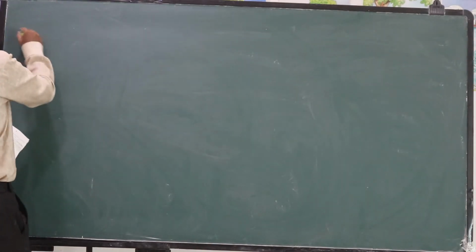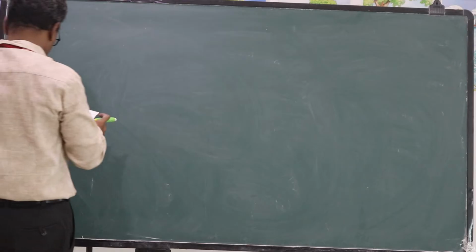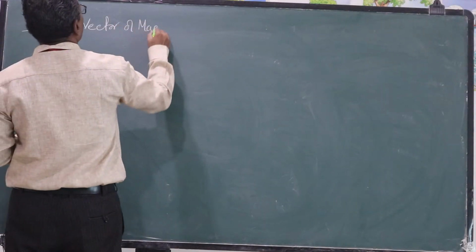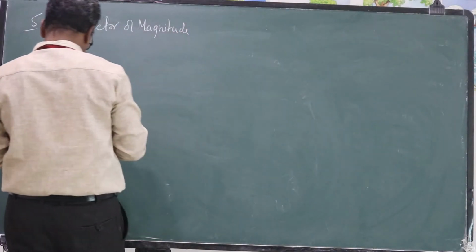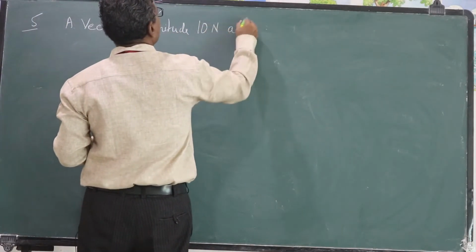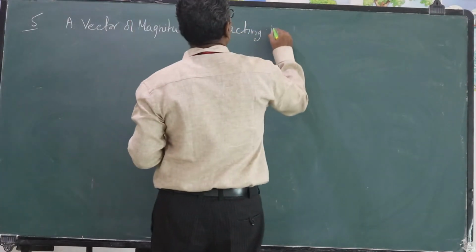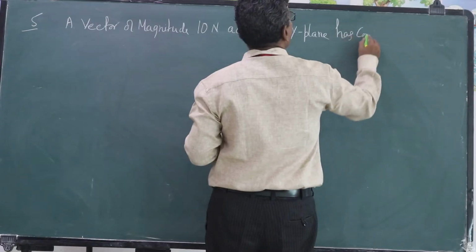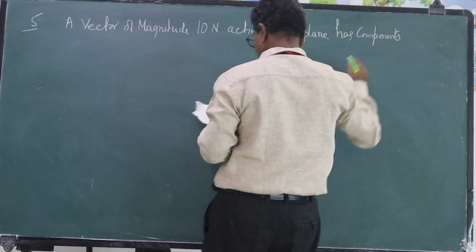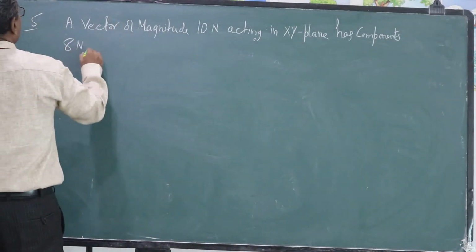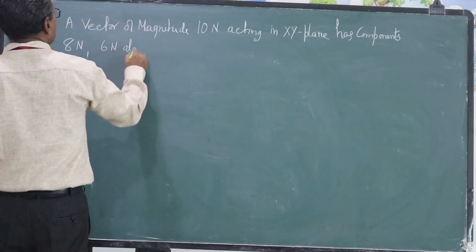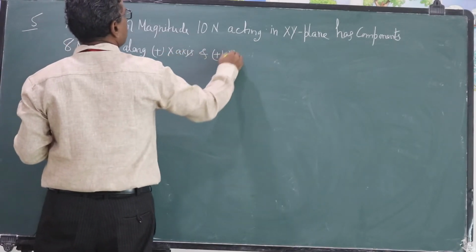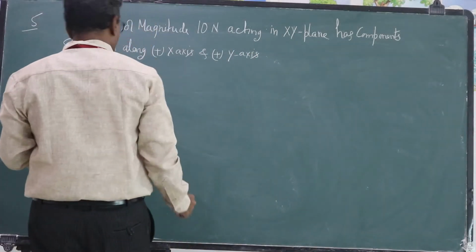Okay, fifth problem. A vector of magnitude 10 newtons, acting in the xy plane, has components 8 newtons and 6 newtons along the positive x-axis and positive y-axis respectively.